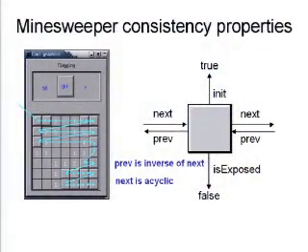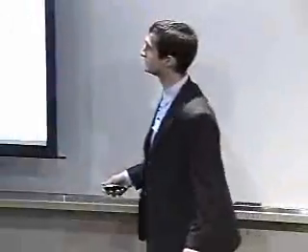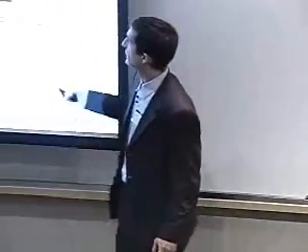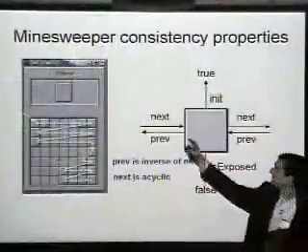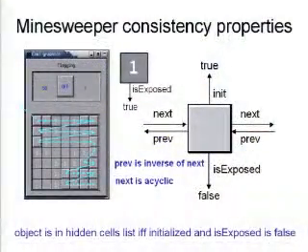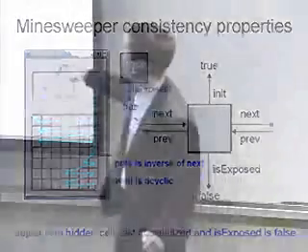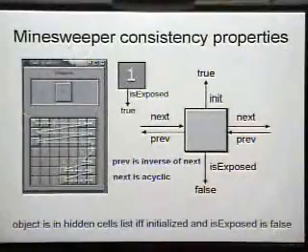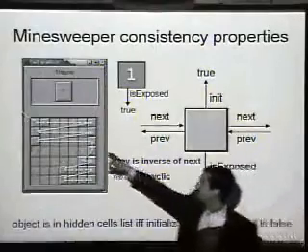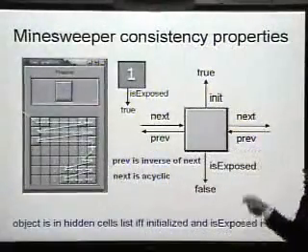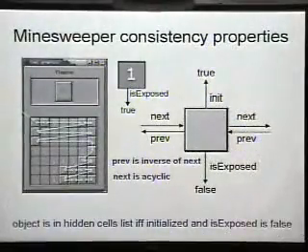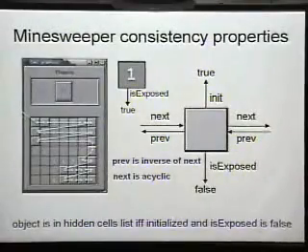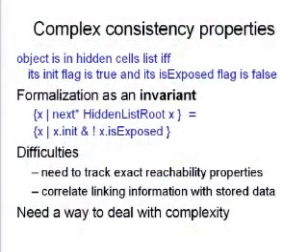And so it turns out that these data structures satisfy some consistency properties. In particular, there are properties of the list: that prev is the inverse of next, and that next is acyclic. But there are also properties that correlate different kinds of information about the cell objects. Namely, it turns out that an object is in this hidden cells list if and only if it is initialized and its exposed flag is set to false. So let's look at how we can verify such consistency properties that correlate different kinds of information.